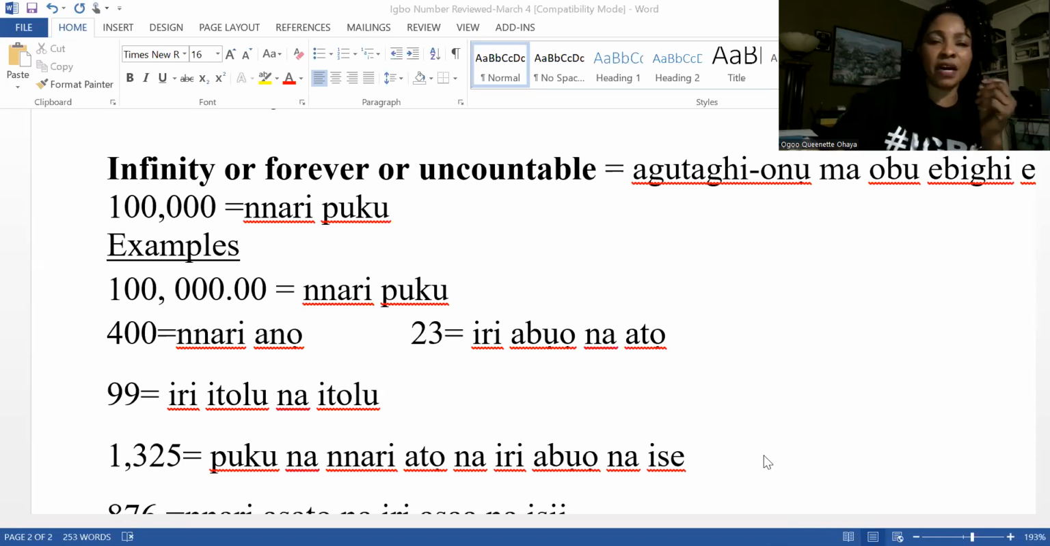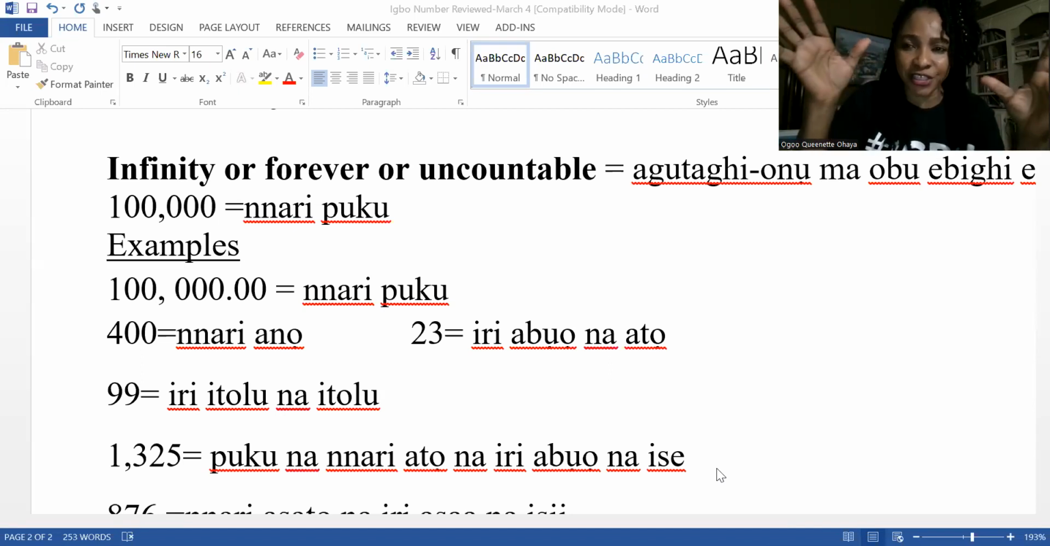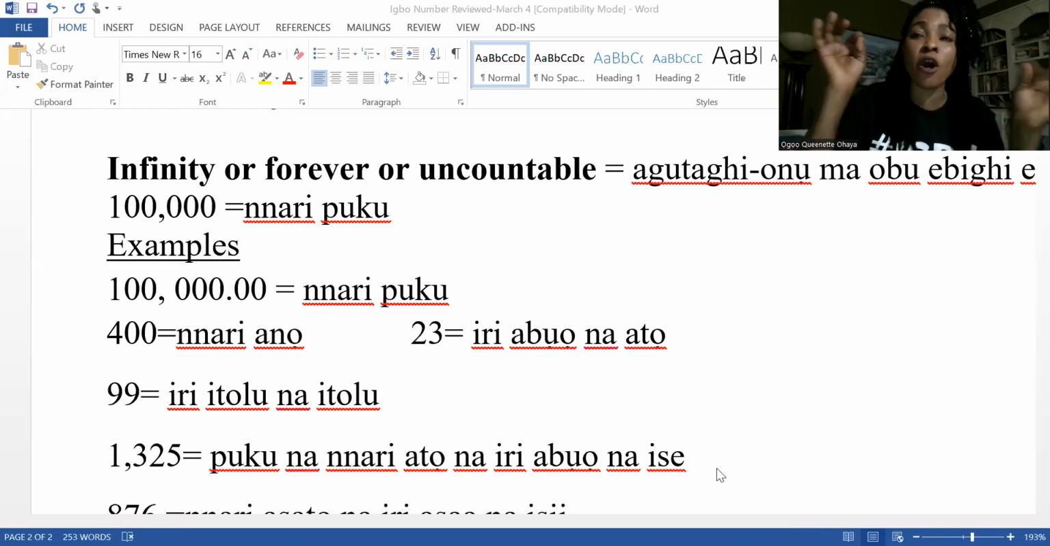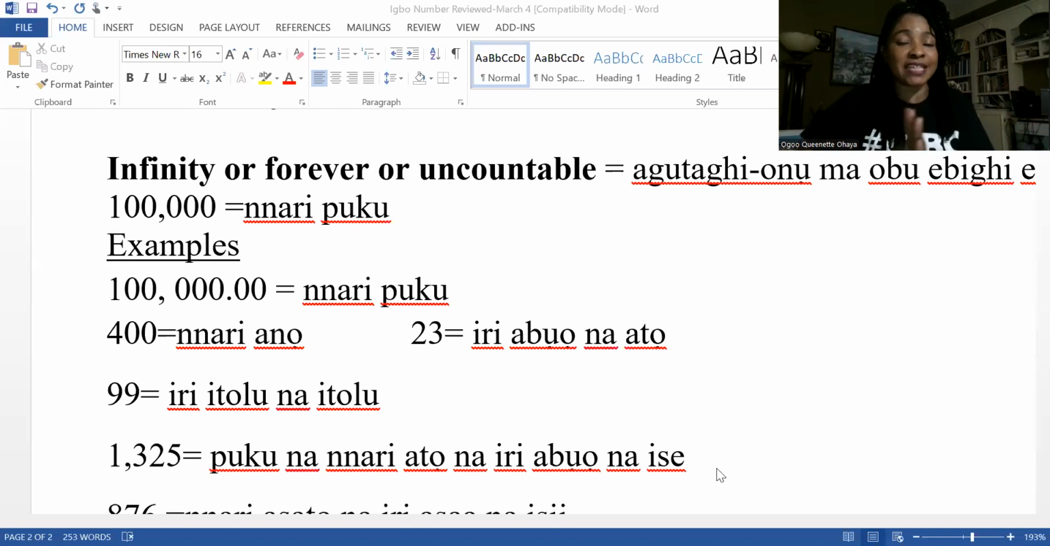Okay, Chisom, unmute yourself. 385 bụ narị na iri asatọ. No. Pay attention. Chisom, remember we said 300. We didn't say 100. 100 is nari, but if it's 2 or 3, you're supposed to say it right.